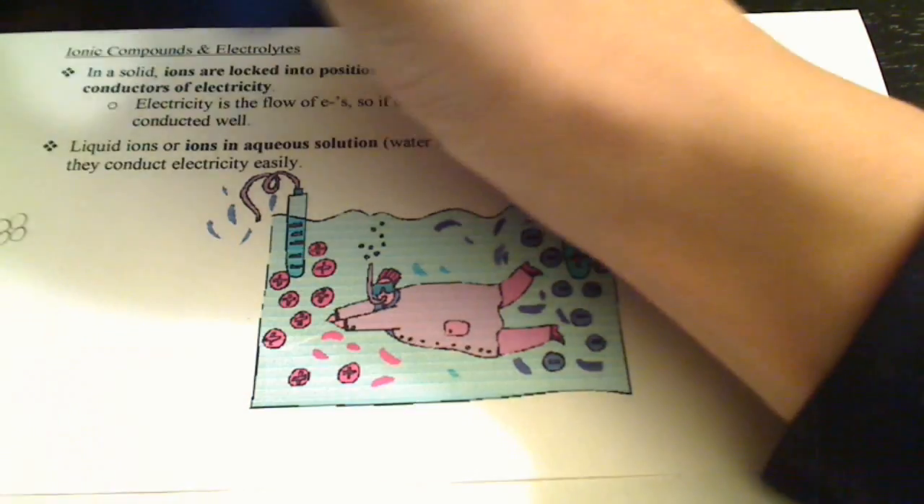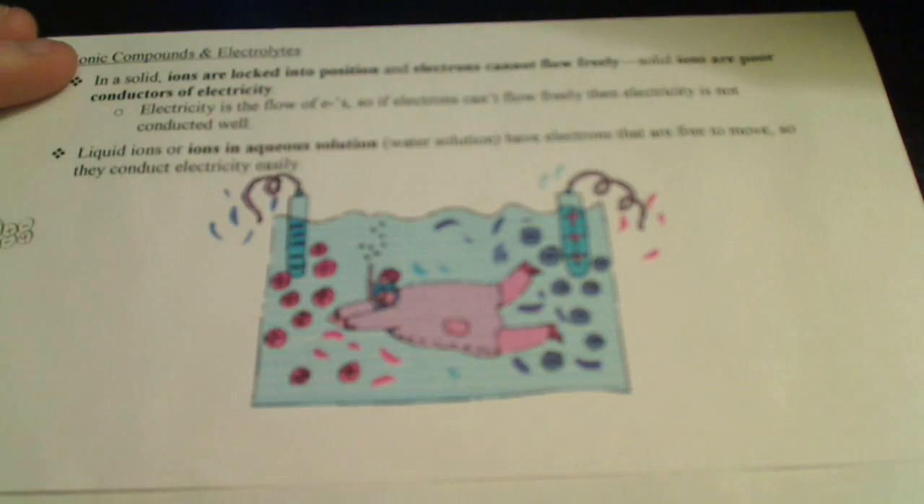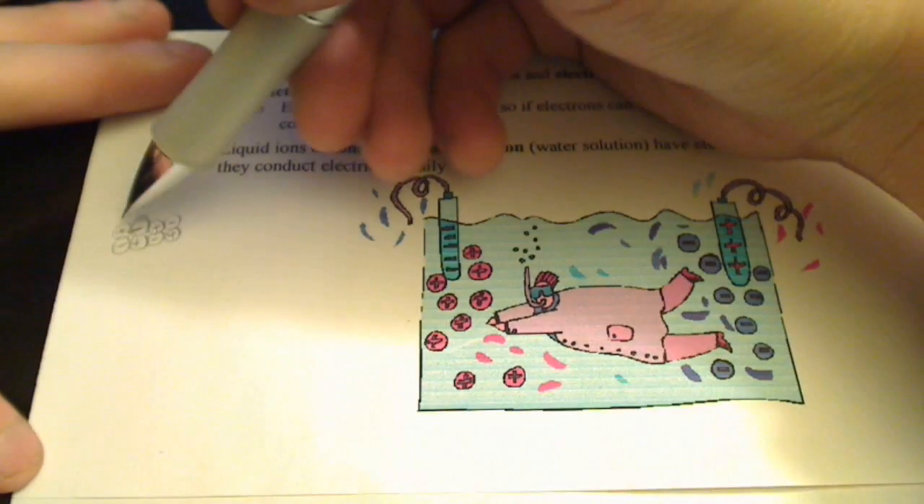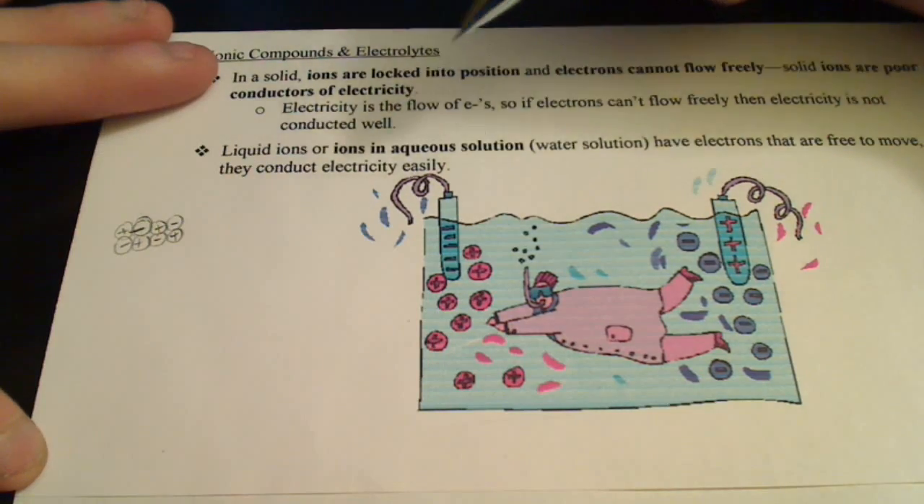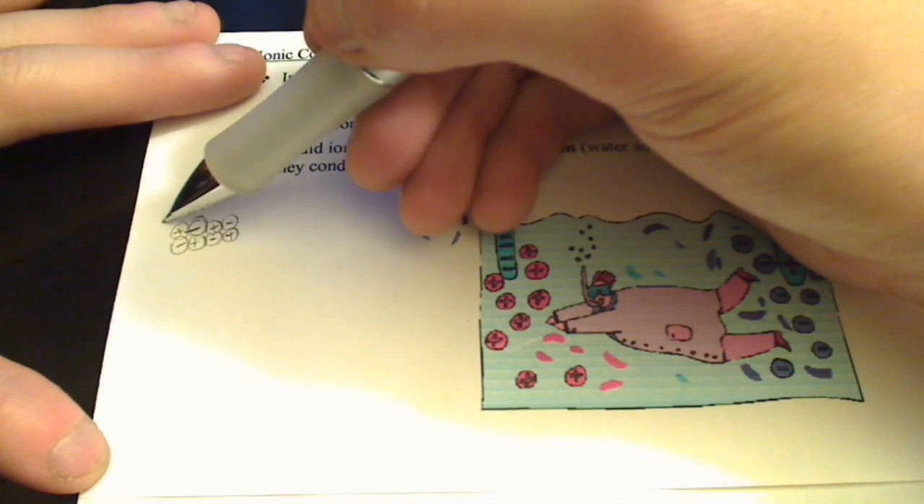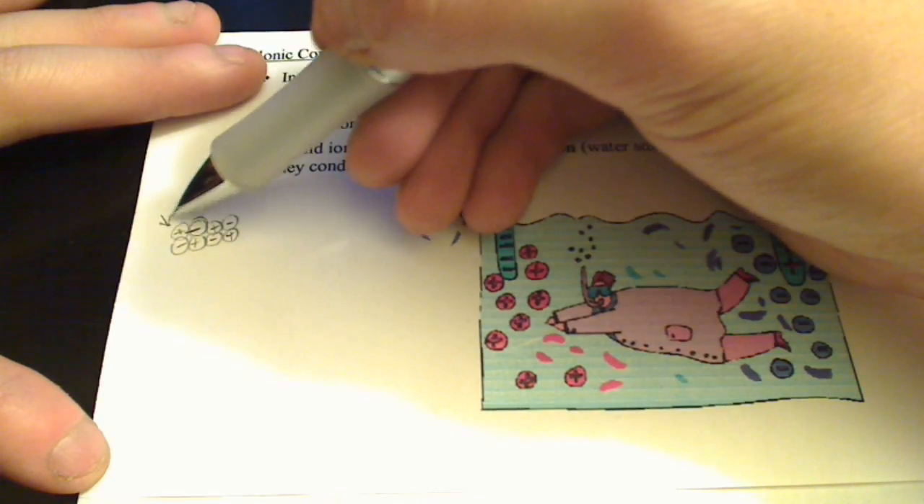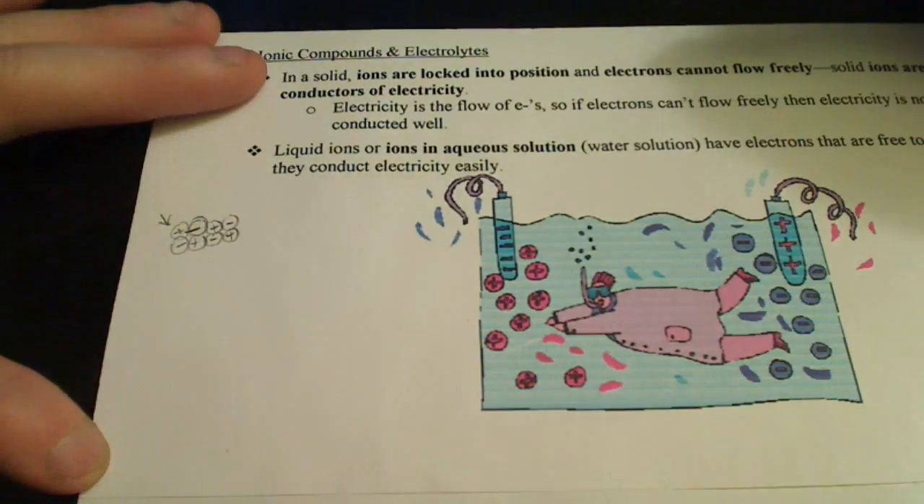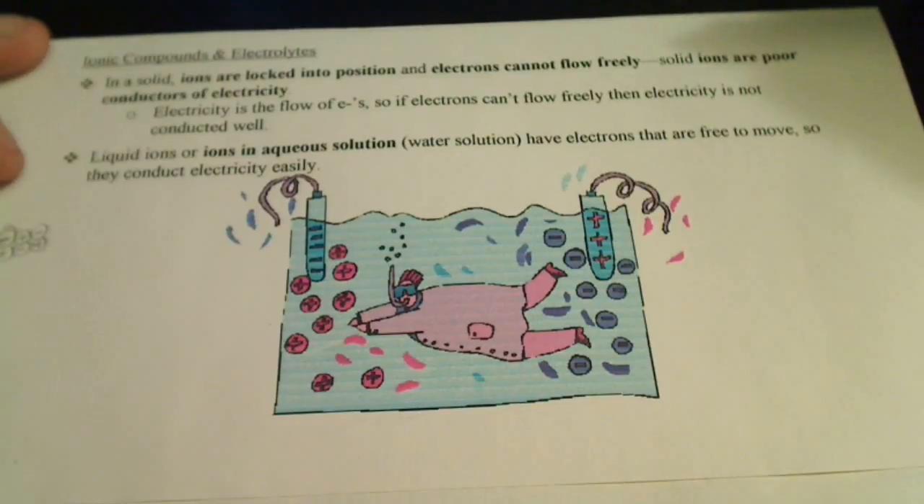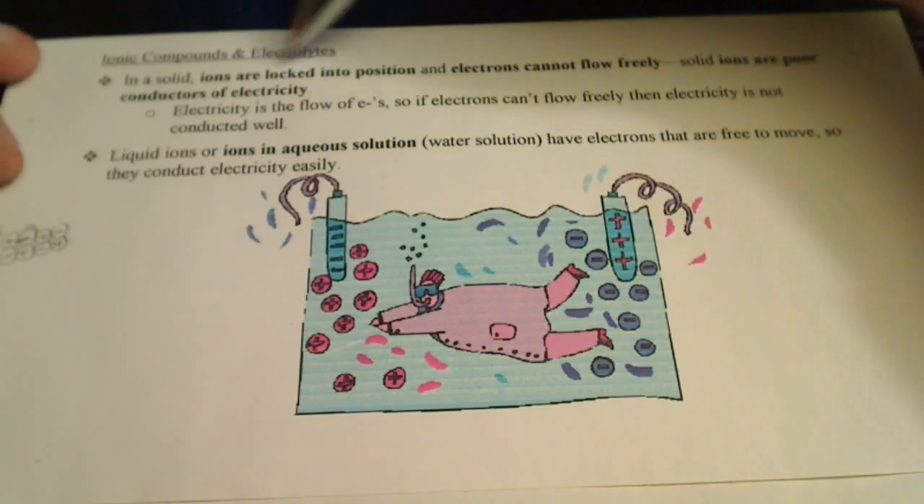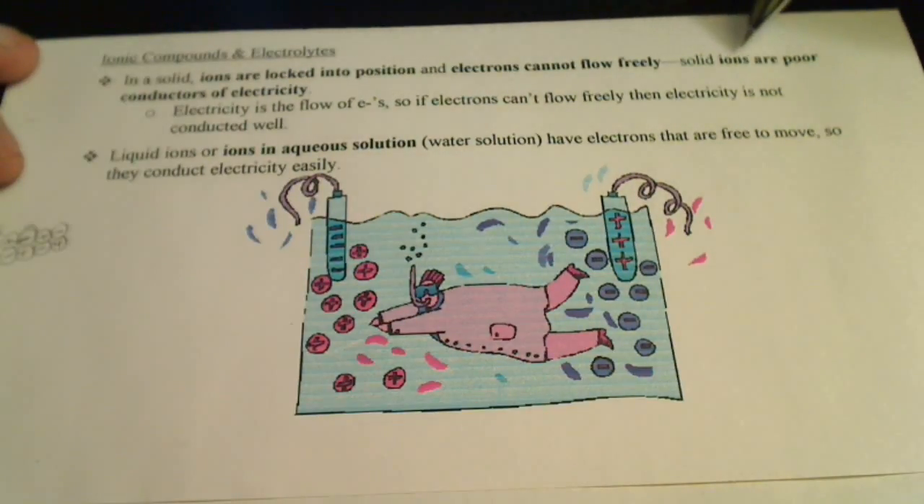let's fix that, otherwise it's going to be confusing. Minus, plus, minus. As such, if you have a series of pluses and minuses here, okay, you'll see that electrons cannot transfer across through this because these pluses and minuses are locked into position. Okay, that's basically what the first bullet is saying. In a solid, ions are locked into position. Electrons cannot flow freely. Solid ions are poor conductors of electricity.